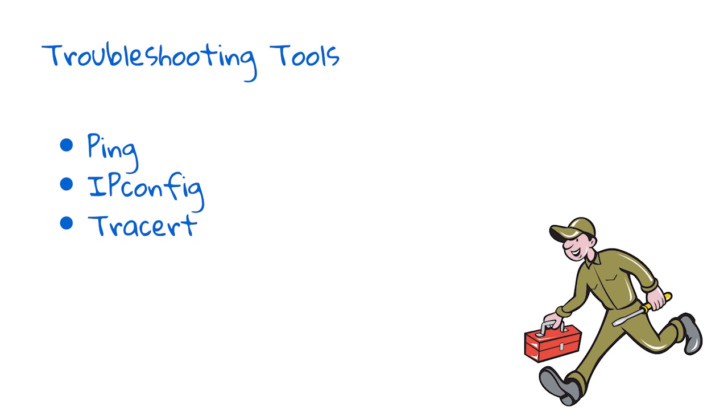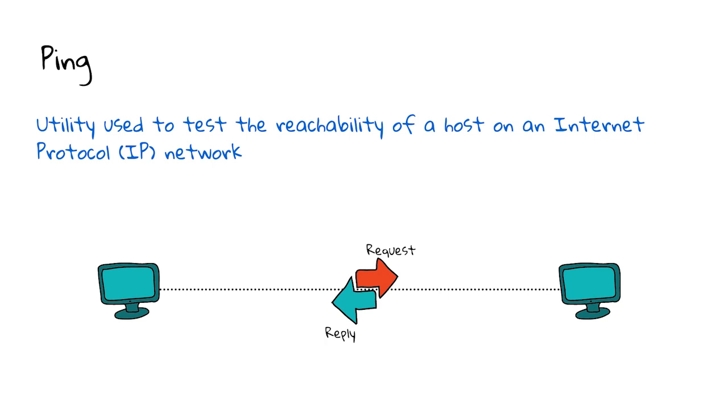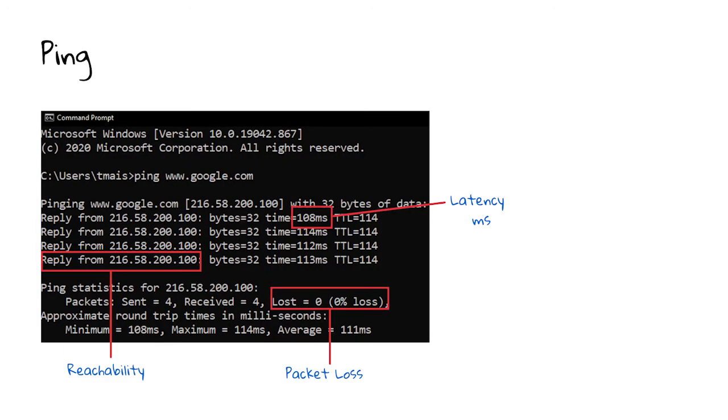Number 1 is ping. This is probably the number 1 utility that nearly every network professional uses on a daily basis. Ping is a utility that is used to test reachability of a host on an IP network. The command works by sending packets of data to a specific address and then lets you know how long it took to transmit the data and if it got a response. When you get a reply, it means that there is connectivity between your device and the remote device. But when you get a request timed out or destination host unreachable, then there are likely problems on your network.